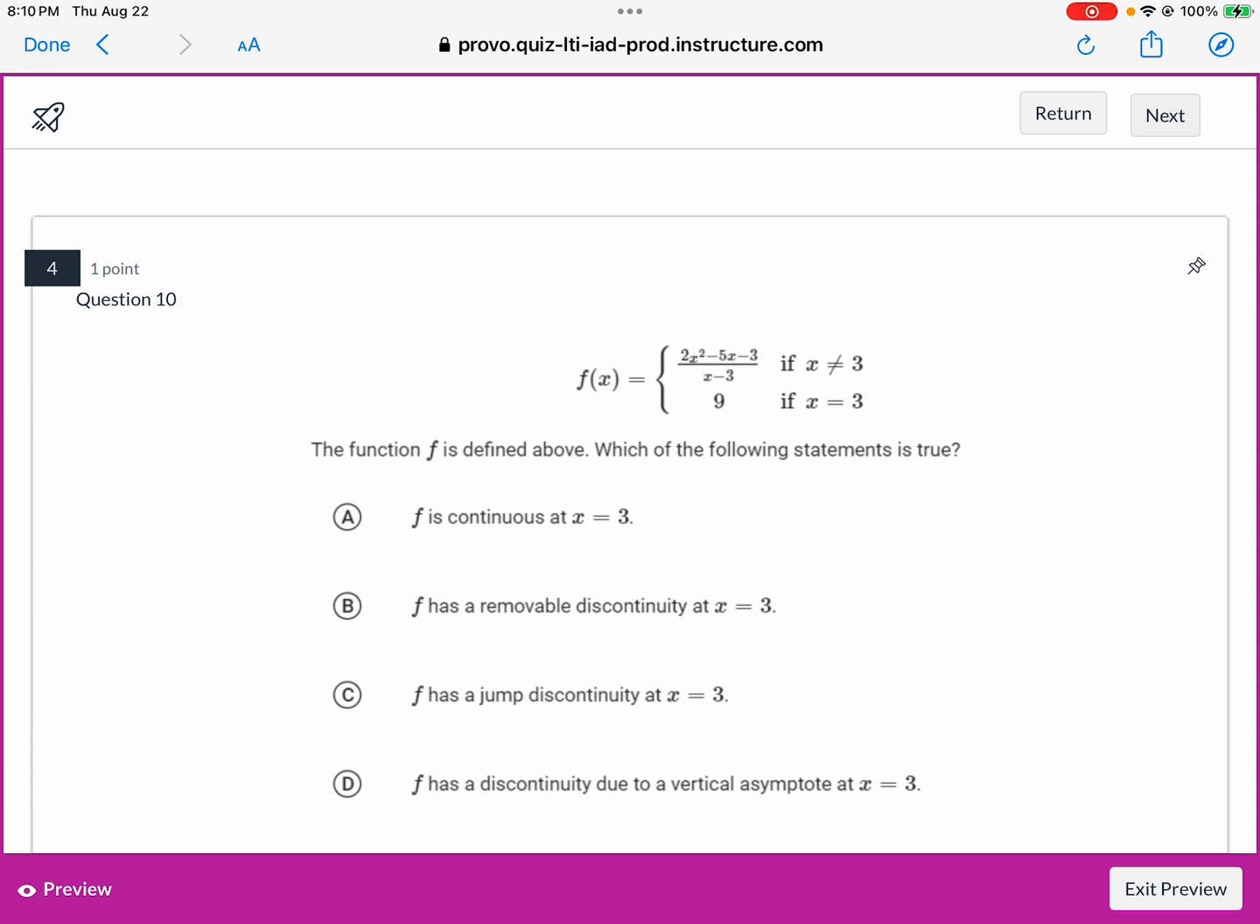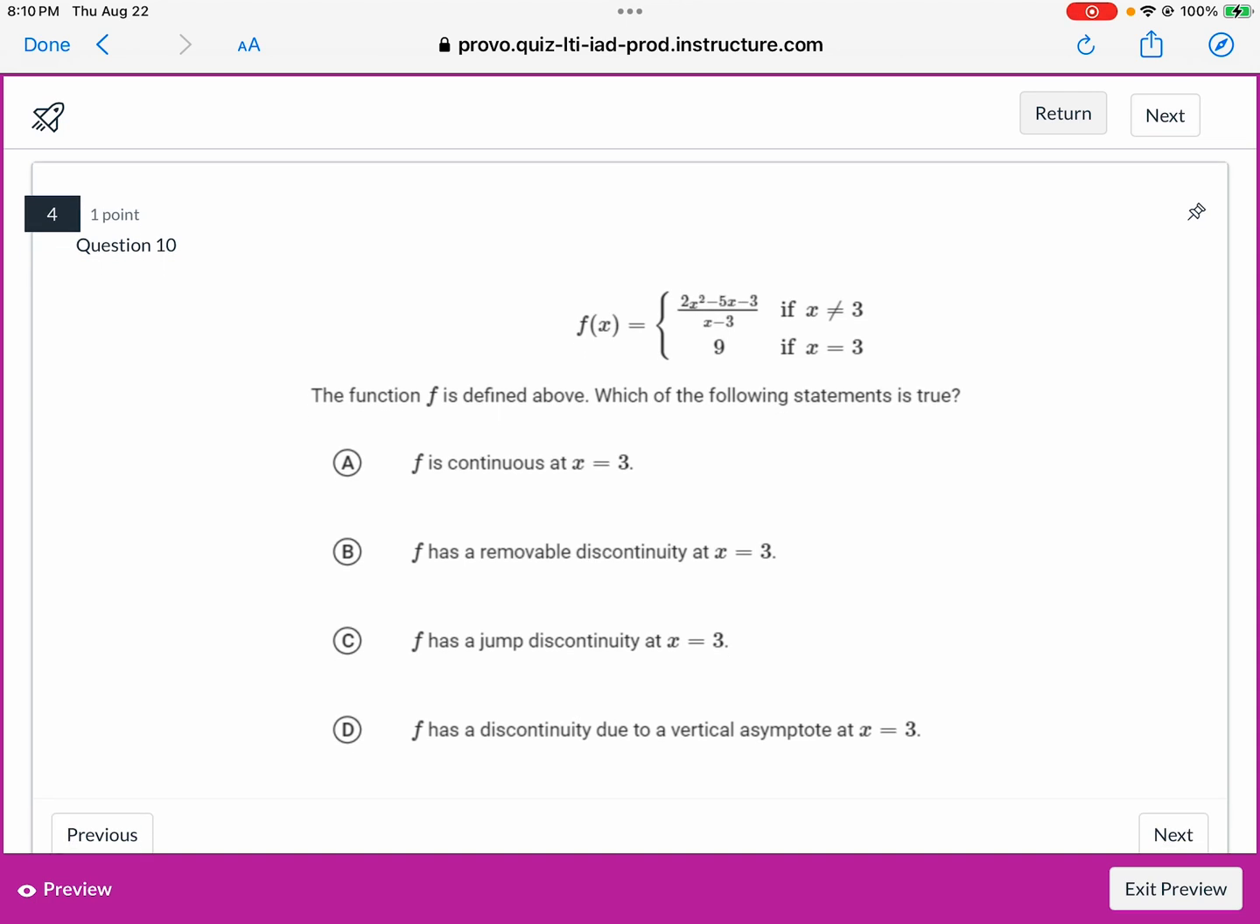So the function f is defined above. Which of the following statements is true? What I would do here, if I'm looking at this, is factor the function. I'd factor the numerator. See if you can factor that, which I think you can. Look at how you can factor that, and see if you can cancel out that x minus 3.